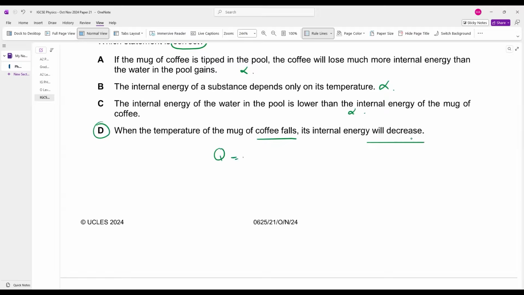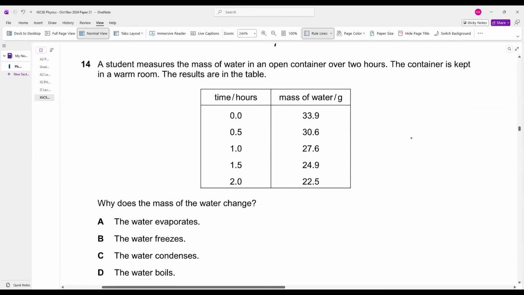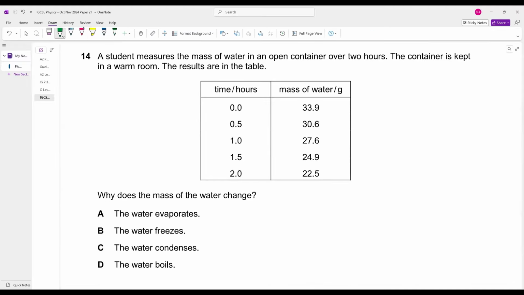ये Q is equal to mc delta T. As your temperature falls or your change in temperature decreases, your internal energy will decrease as well. अच्छा जी, क्या लिखा हुआ है? A student measures the mass of water in an open container over 2 hours. The container is kept in a warm room. The results are in the table. Why does the mass of water change?